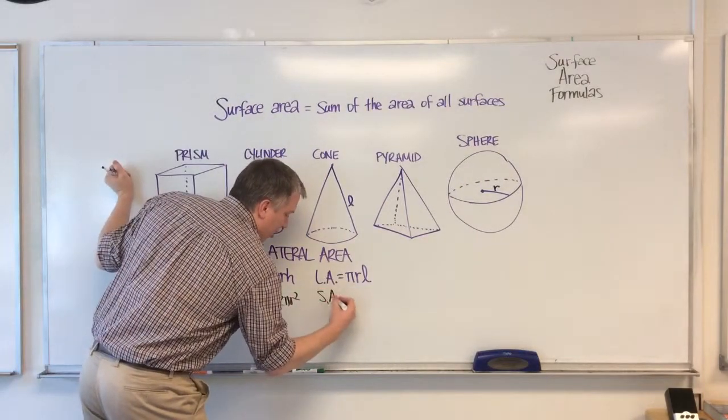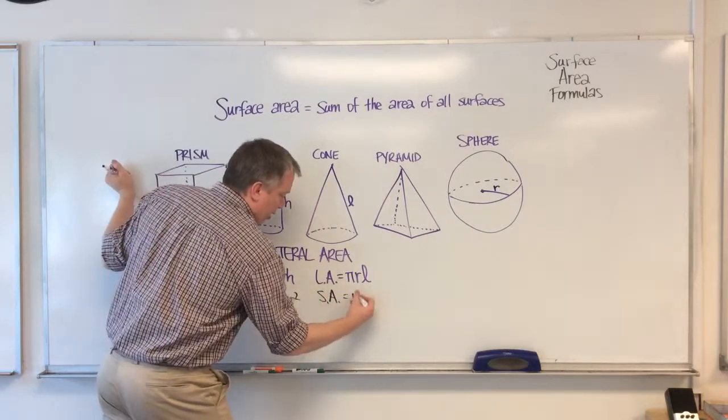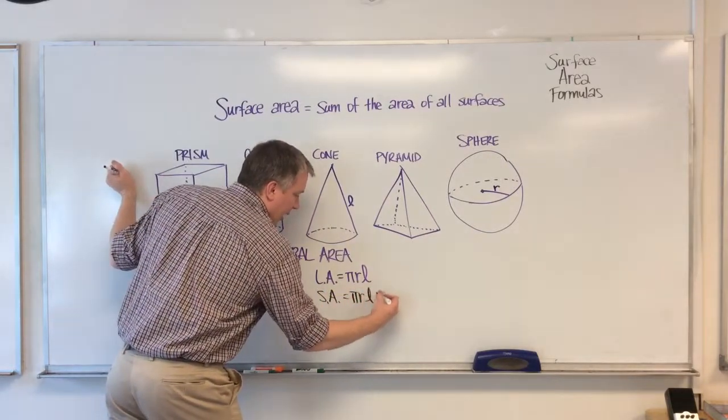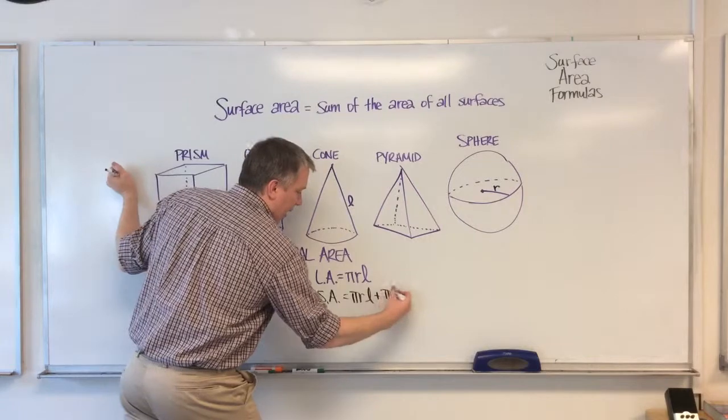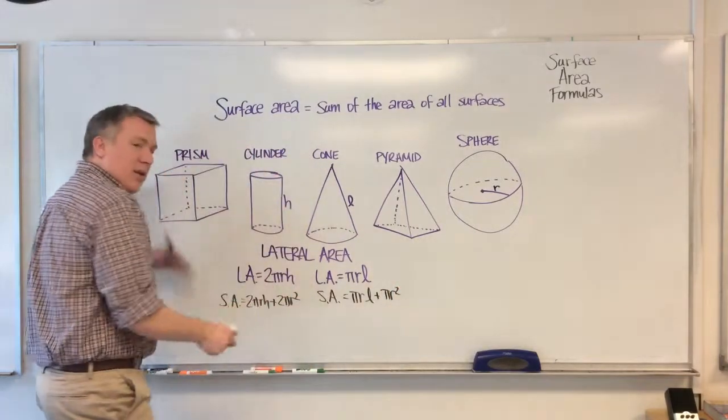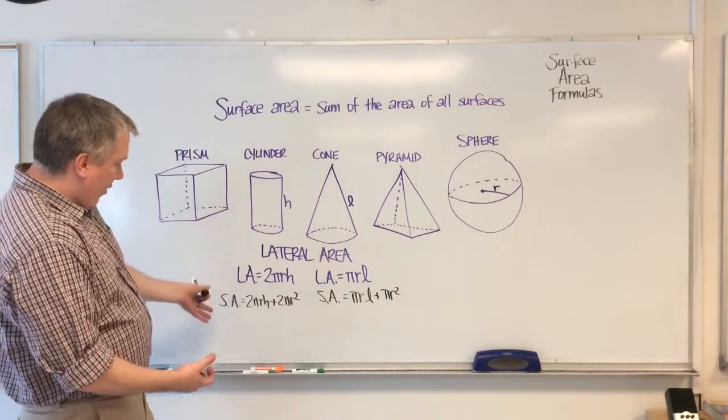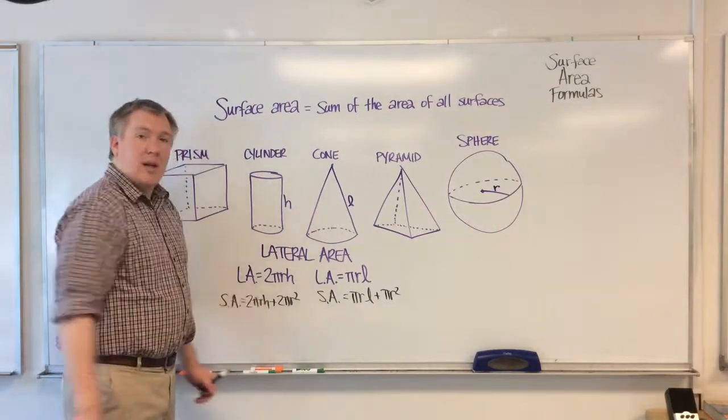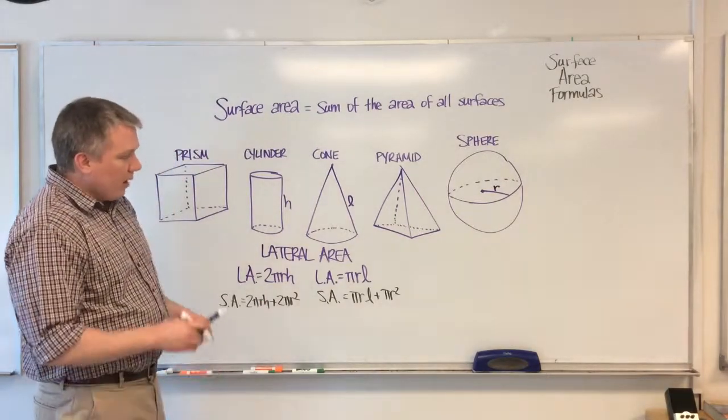Now, in a cone, I only have one circle, so I have the lateral area, and all I'm going to add in is one circle, or just pi r squared. And again, I'm not showing you specific examples, but if you've got these numbers, you just plug them in and figure it out. Okay.